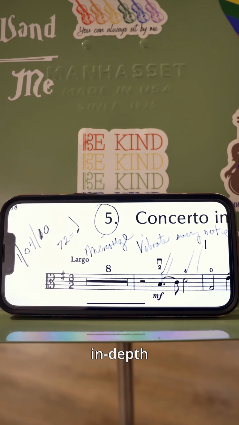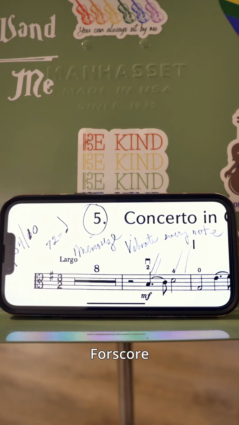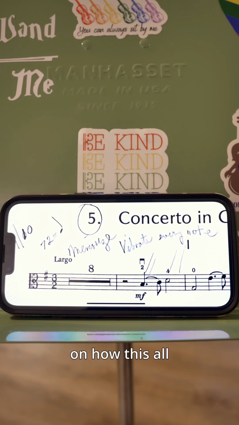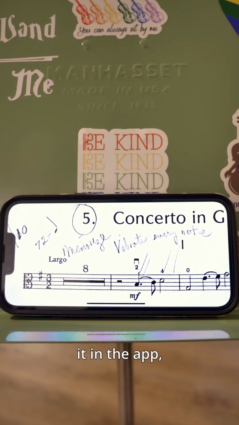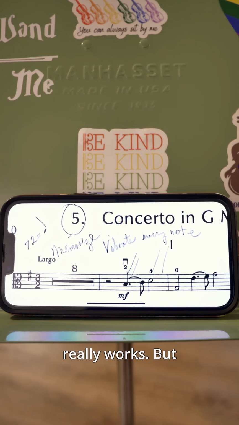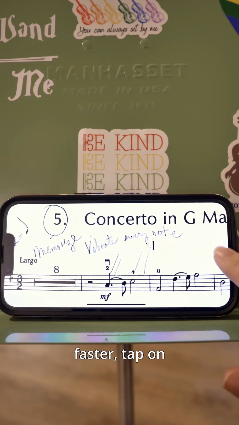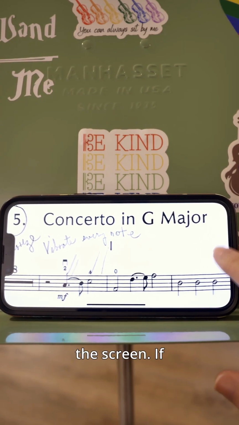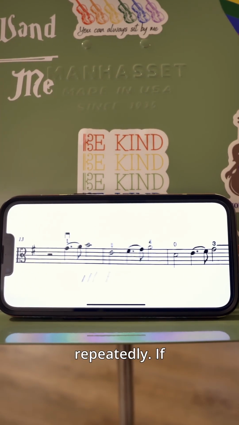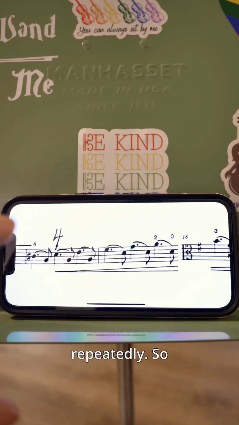Now I'll get more in depth into how to edit what the lines are. I really wish that forScore included a little tutorial on how this all works the first time that you use it in the app, because I did have to do quite a bit of Googling to understand how this feature really works, but that's why I'm here for you guys. So if you want to make the speed a little bit faster, tap on the right side of the screen. If you want to make it a lot faster, you tap repeatedly. If you want to slow it down, tap on the left, or really slow it down, tap repeatedly.